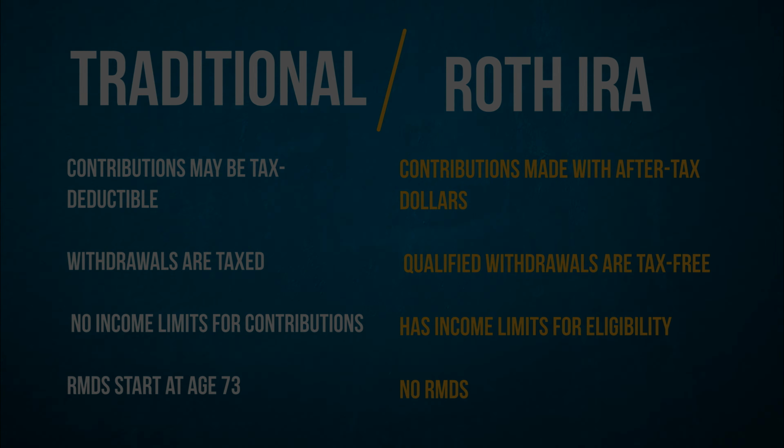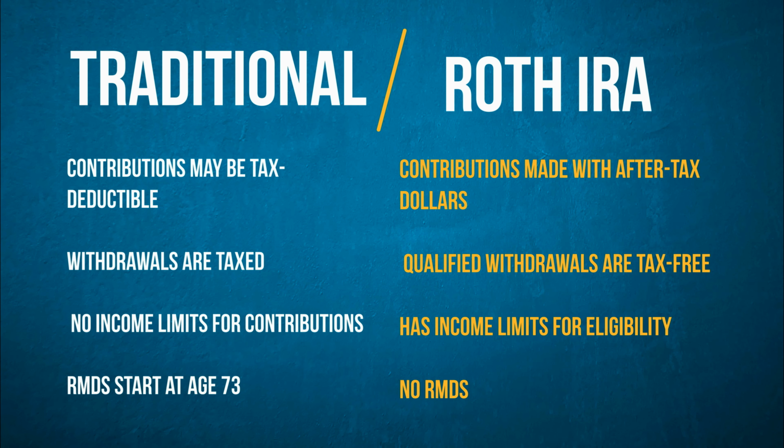Quickly though, the main differences between a Roth IRA and a traditional IRA are in the tax treatment, income limits, and withdrawal rules. Roth IRA contributions are made with after-tax dollars, and qualified withdrawals are tax-free, while traditional IRA contributions may be tax-deductible, but withdrawals are taxed. The last main difference is that Roth IRAs have income limits for eligibility and no required minimum distributions, whereas traditional IRAs have no income limits for contributions but require minimum distributions starting at age 73.